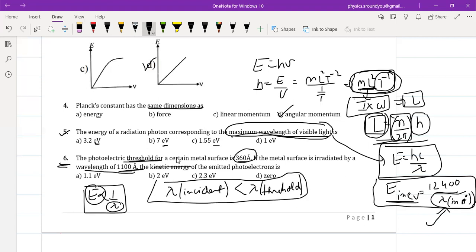So no electron is emitted. If there are no electrons emitted, what should be the kinetic energy of the electrons? It should be 0. We are not calculating again. We are not plugging the values into Einstein's equation. All we are saying is, look, incident energy is lesser than the threshold energy. So electrons can't escape from the metal surface. Therefore, the kinetic energy is 0. That would be question number 6.